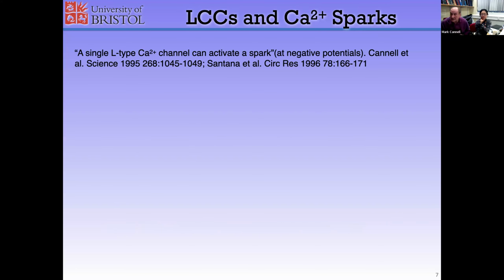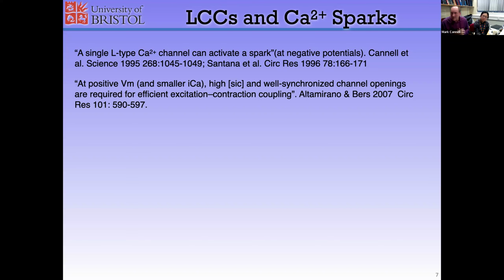So from functional studies, some statements have been made about how things might be organized. And we suggested a very long time ago, me and my collaborators, John Leder and Luis Santana and others, that a single L-type calcium channel could activate a calcium spark. So that's a lower limit. I suppose at one level you might say it's intuitively obvious that a calcium channel could, but the evidence was actually quite strong at the time that at least at negative potentials, the coupling seemed quite tight between the L-type calcium channel and sparks.